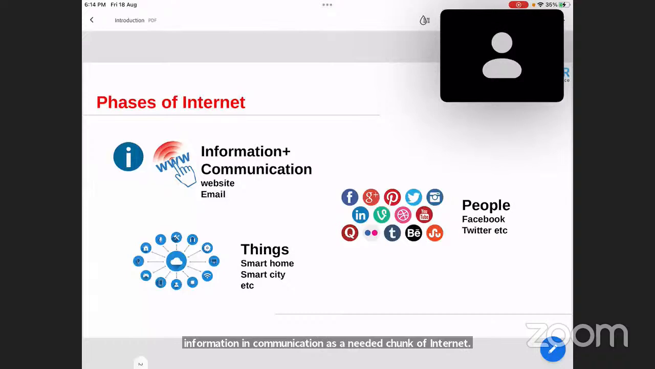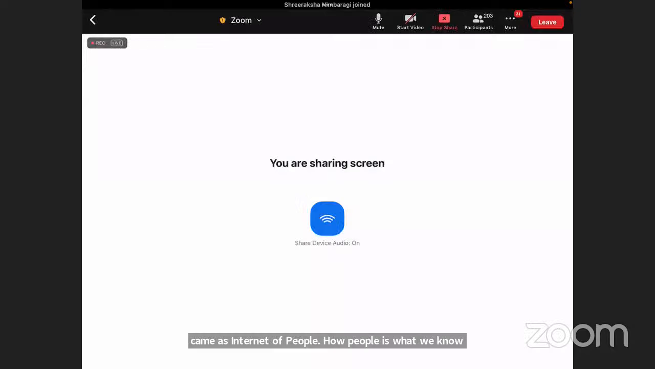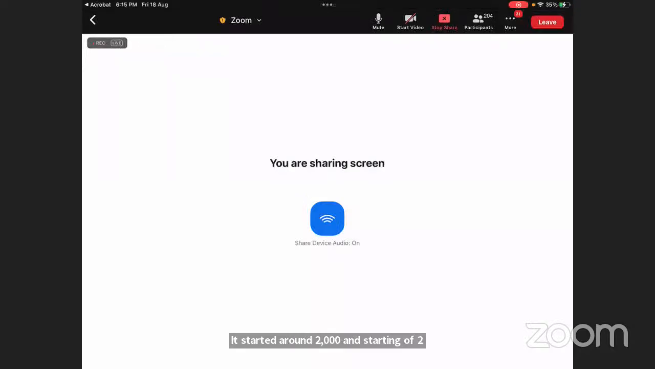Now comes the second phase, the later 90s. The first phase was the internet of information and communication. The second phase came as the internet of people, which is what we know as social media today. It started around the beginning of 2000. Google came into existence at that time, and Gmail also became very normal.